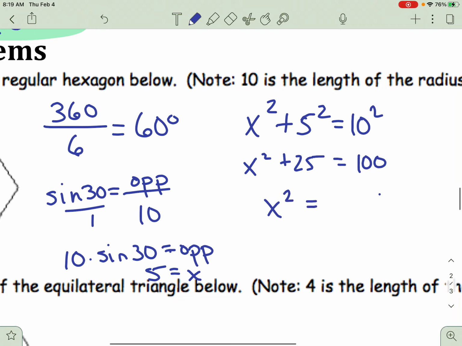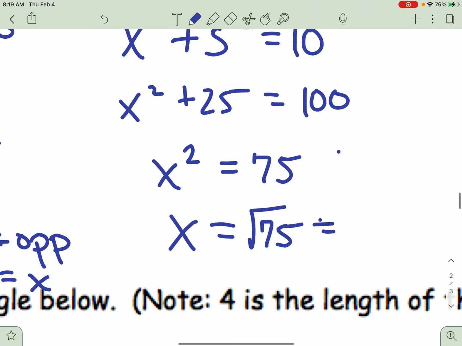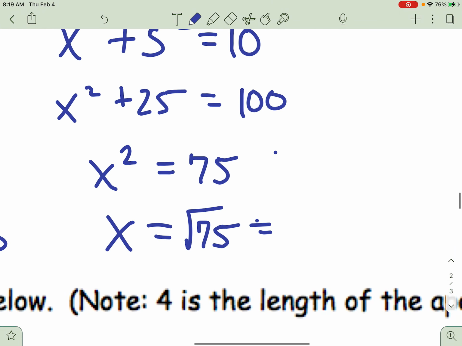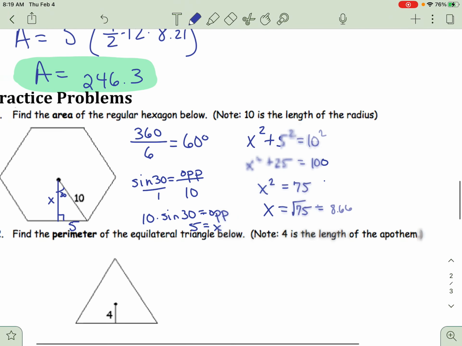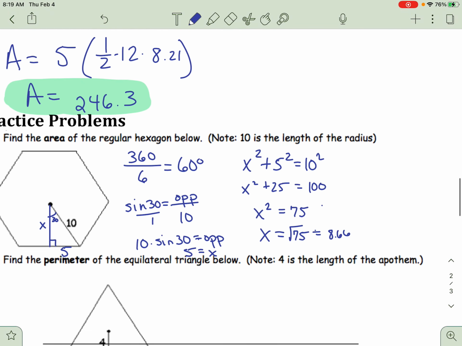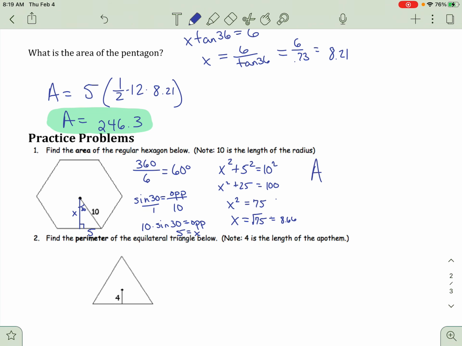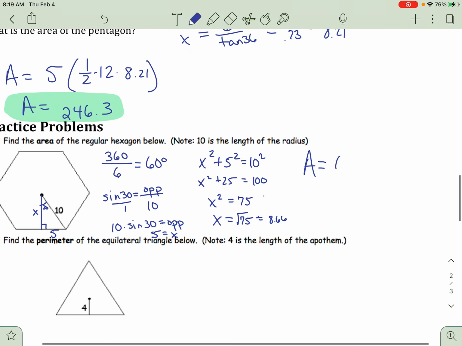So x squared plus 25 equals 100. x squared equals 75 when you subtract 25 from both sides. So that means x is the square root of 75, which is not a nice number, but I don't really care about radicals right now. We just want to know what is the actual area. So we're going to round this. When you do the square root of 75, it comes to about 8.66. So that's our apothem right there.